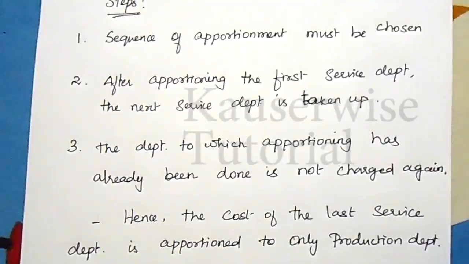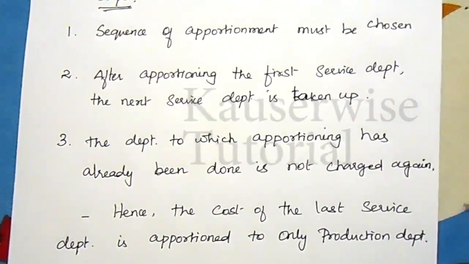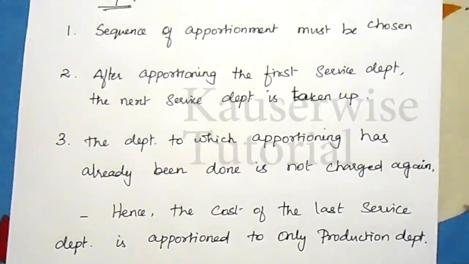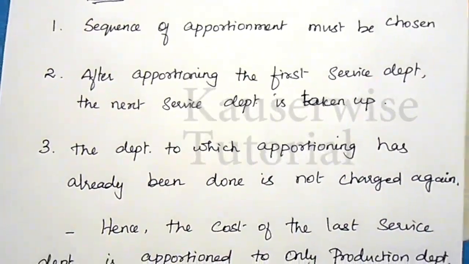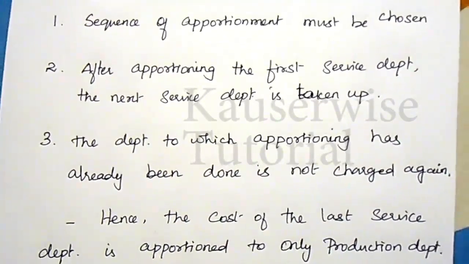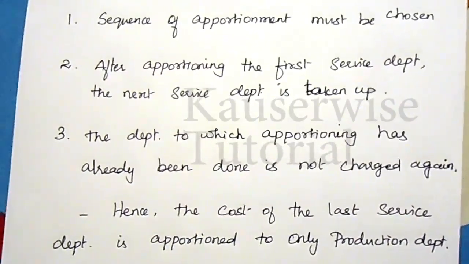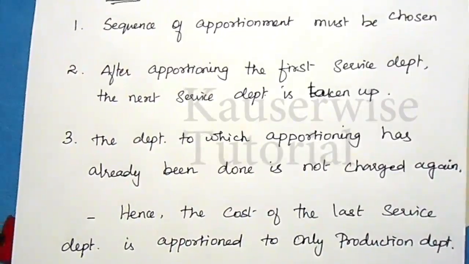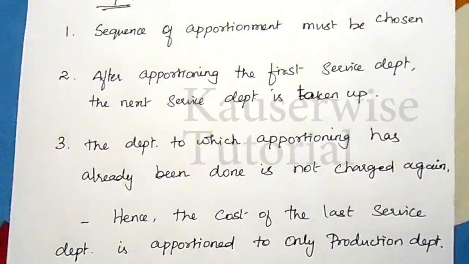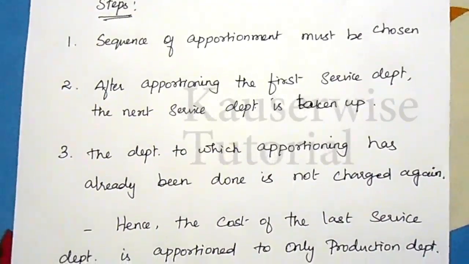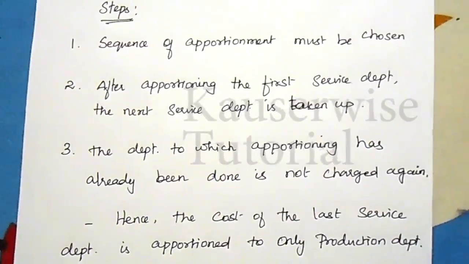And the third one is that the department to which apportioning has been done is not charged again. Hence, the cost of the last service department is apportioned to only production departments. So, these are the three simple steps. First thing, the sequence of apportionment must be chosen. You have to select the sequence of apportionment. And second, the most serviceable department cost is transferred to or apportioned to other departments, which includes service departments as well as production departments.